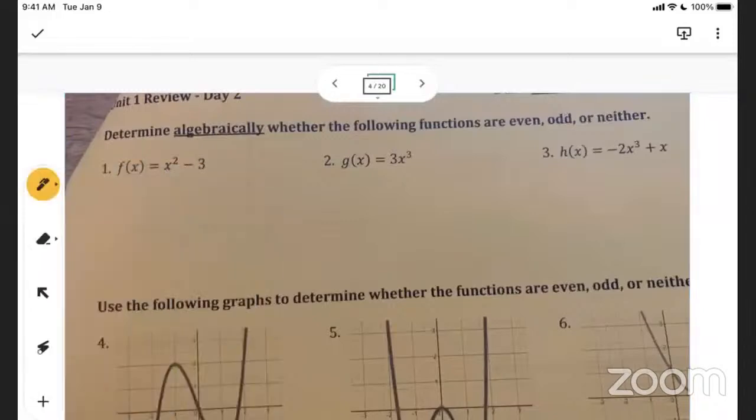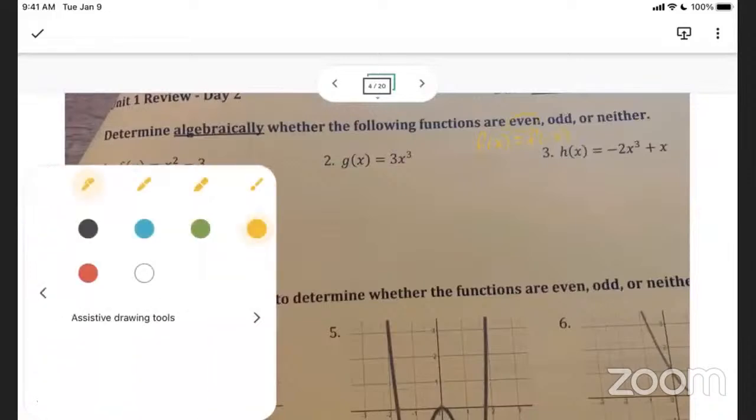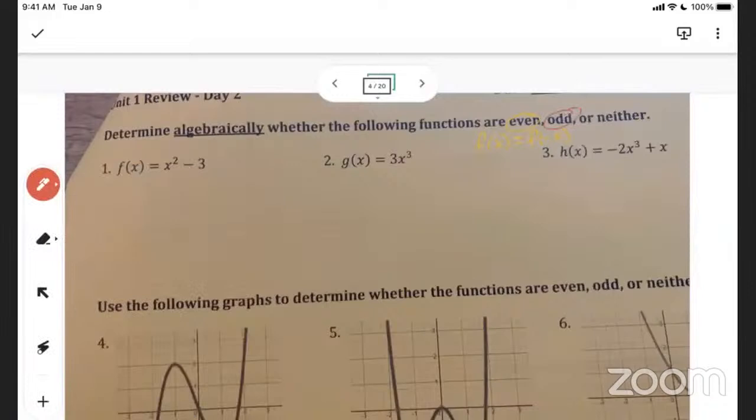Here's what it is. An even function, f of x equals f of negative x. For an odd function, f of negative x equals negative f of x. So we actually have to plug in a negative. We have to find out what f of negative x equals. So let's plug in negative x. What happens when I plug in negative x here? What do I get?